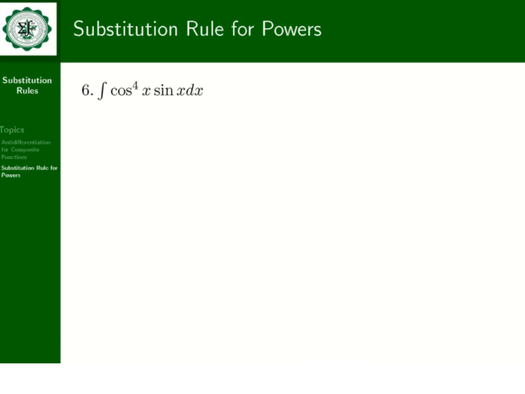In solving integrals involving the substitution rule for powers, there might be instances wherein the base is a transcendental function. Just like in example 6, here we let u be cosine x. So this is trigonometric. And then we know that its derivative is negative sine x dx. Now, if we perform the substitution, u will be cosine x. So this will become u raised to 4.